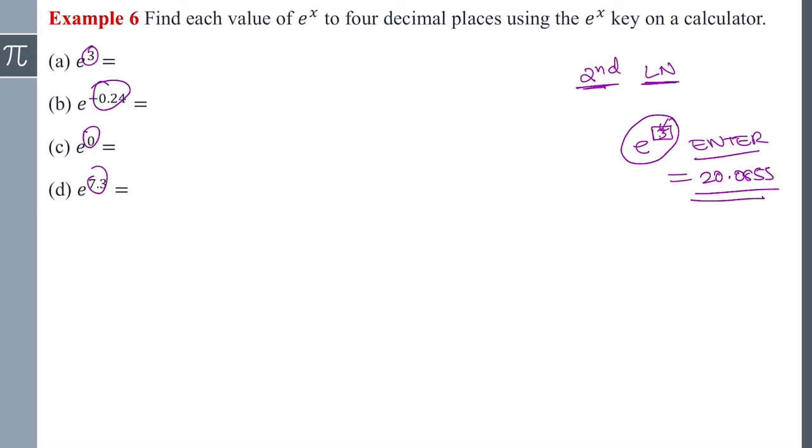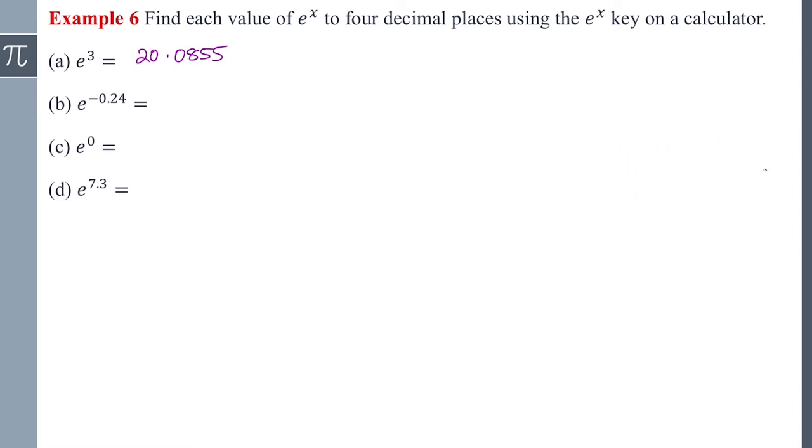Okay, so the first one we get is 20.0855 when we put that into the calculator. We'll use the calculator to find this one. There's no way we can find this by hand. And when we put this into the calculator, we get 0.7866. E to the 0, you don't have to put into the calculator because we know that any number raised to 0 except 0 itself is 1. So e to the 7.3 is 1480.2999. Okay, so try to use the calculator to find these values, because this is something that we use a lot in math.